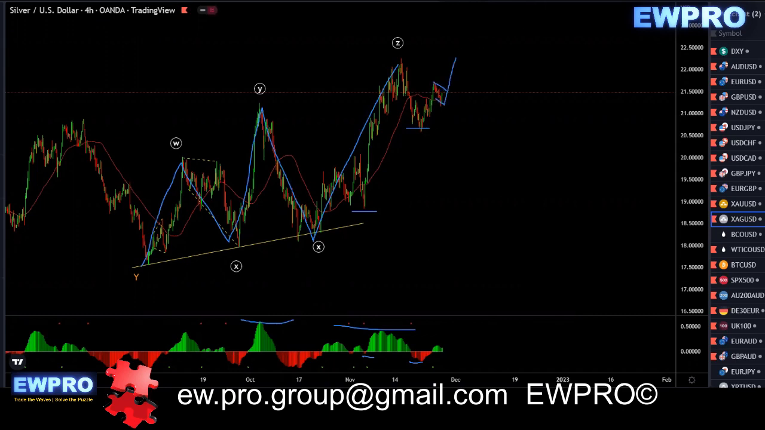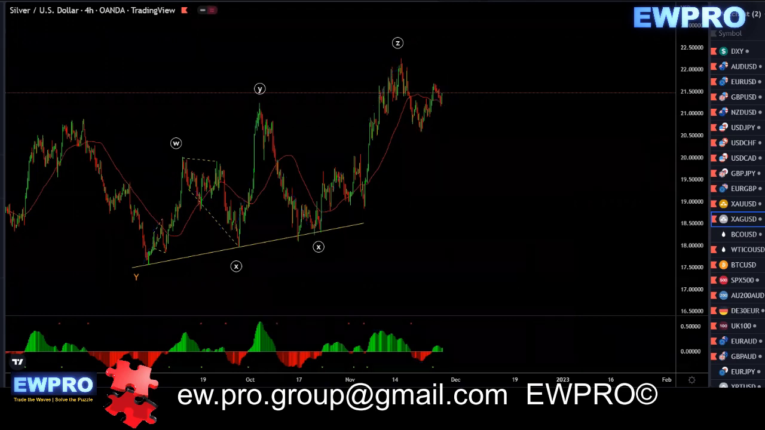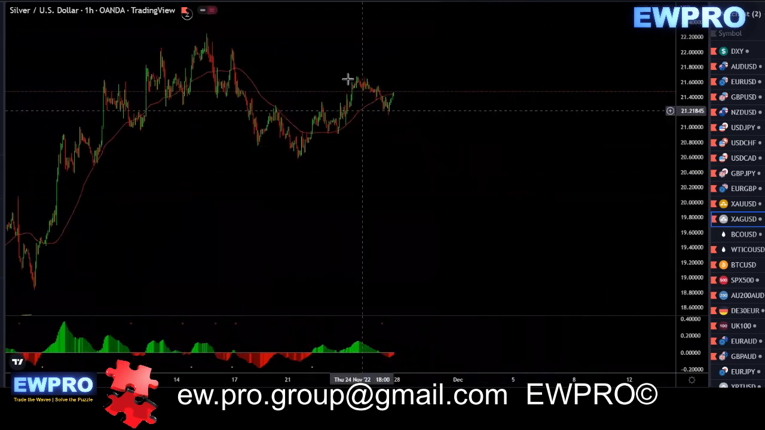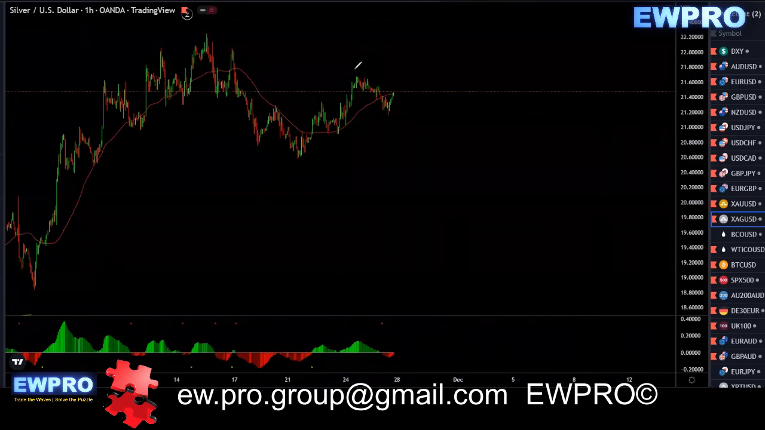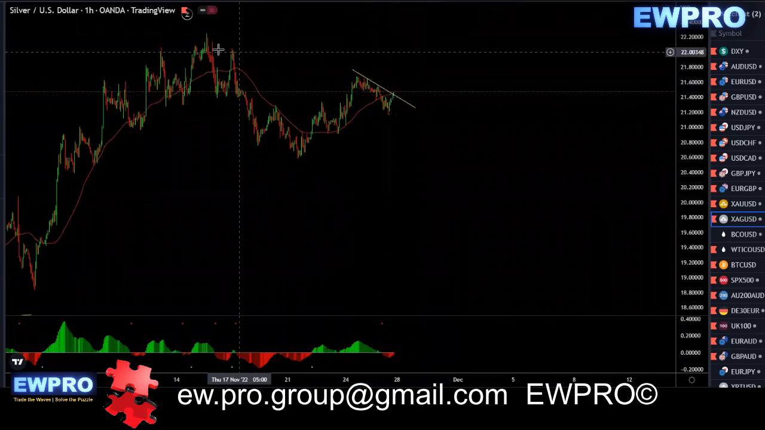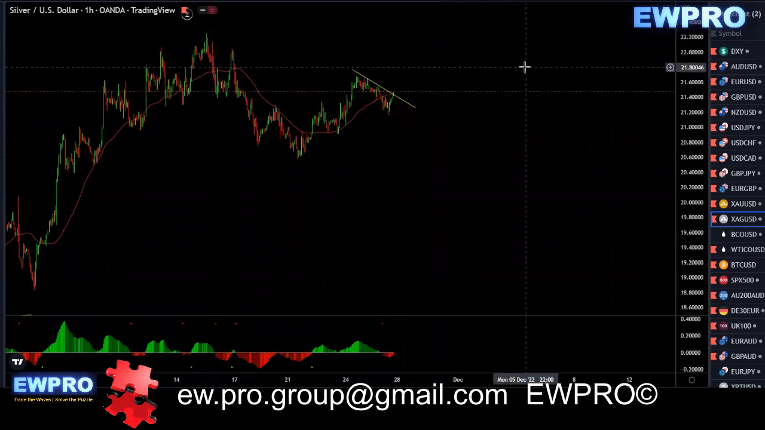If we look at the H1, you can see that we are getting a bullish flag or bullish correction in here. So if you do get a buy setup in here, you can look for it to go and break the top.